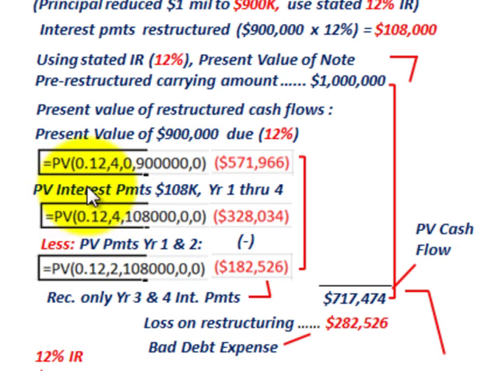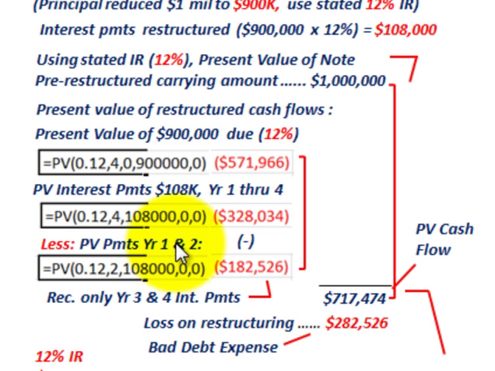Now, this is where we have to determine what actually is due on these interest payments. First off, we look at the present value of the interest payments at $108,000 per year, and we look at years 1 through 4. There's 4 years required here. So we discount those 4 payments back at 12%, and they're worth $328,034.